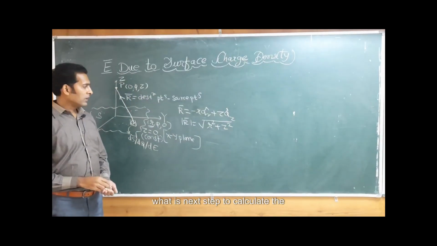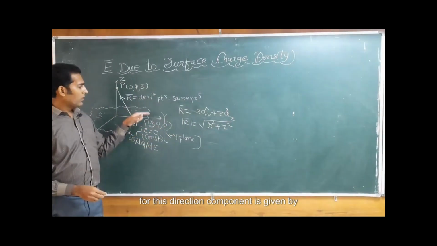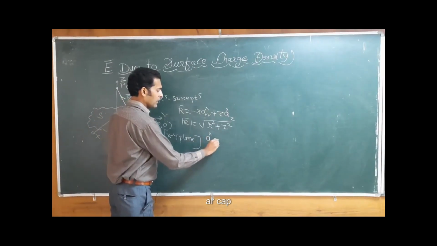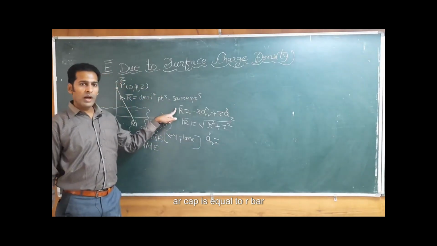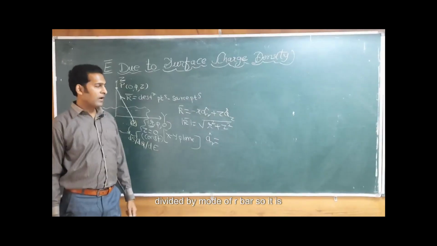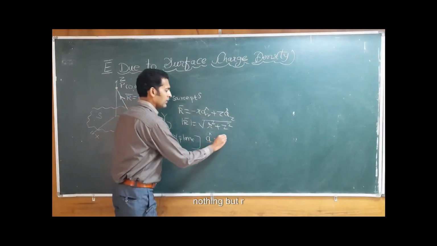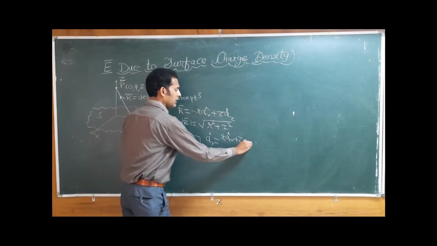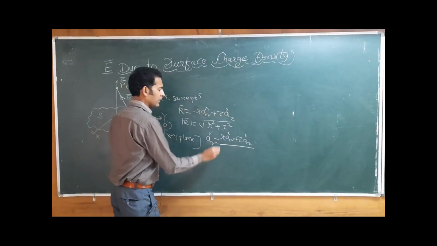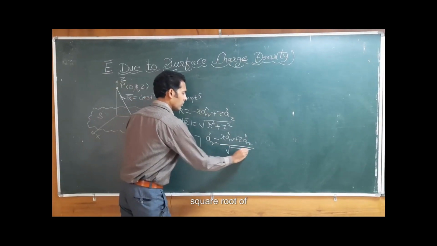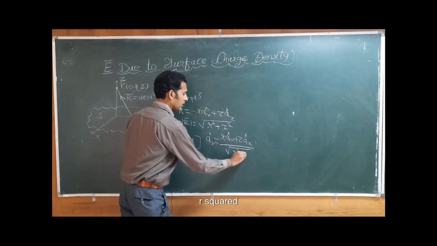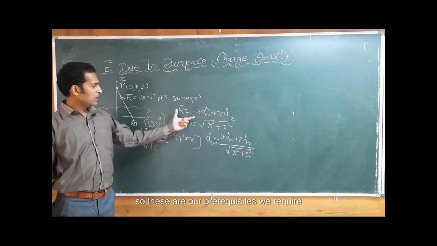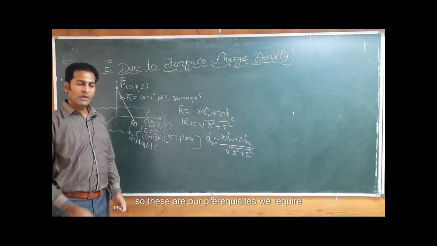What is the next step? To calculate the direction component. The direction component is given by ar cap. Ar cap is equal to r bar divided by mod of r bar. So it is nothing but r ar cap plus z az cap divided by square root of r square plus z square. So these are the prerequisites we require.